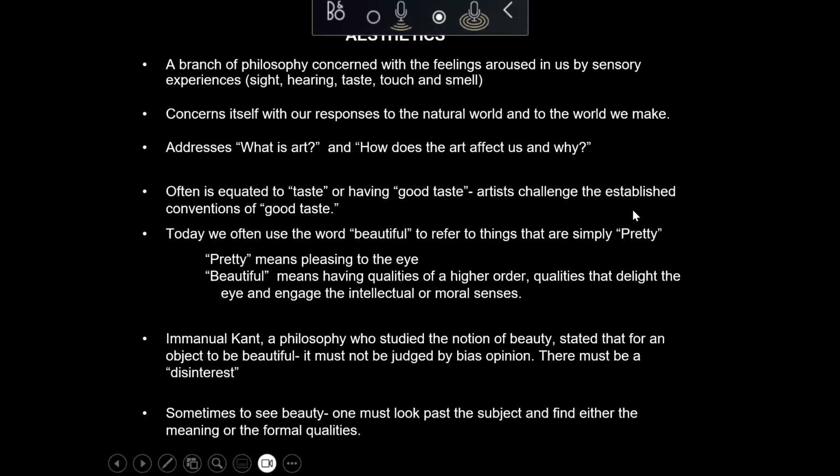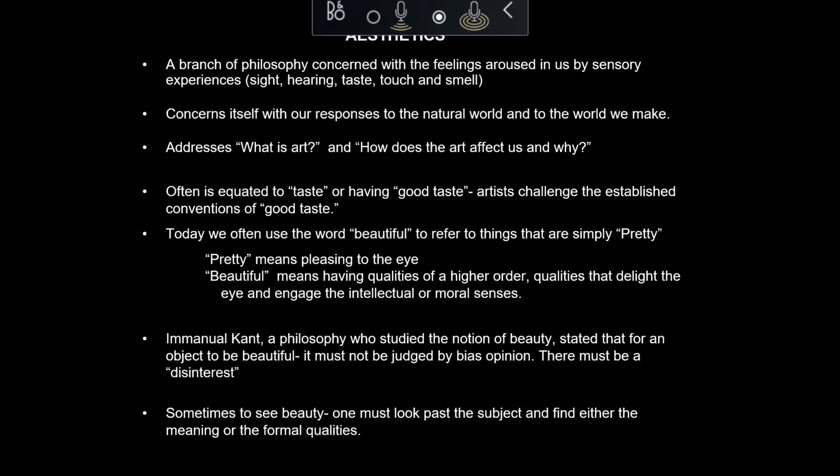But let's talk about the aesthetics, okay? Because we need to talk about this notion of what is considered beautiful, something that is evoking this responsiveness. So the aesthetics addresses this. Okay, this is a vocabulary word you need to know for your test. It's a branch of philosophy concerned with the feelings aroused in us by sensory experiences. And that includes sight, hearing, taste, touch, smell. And it concerns itself with our responses to the natural world and to the world we make.